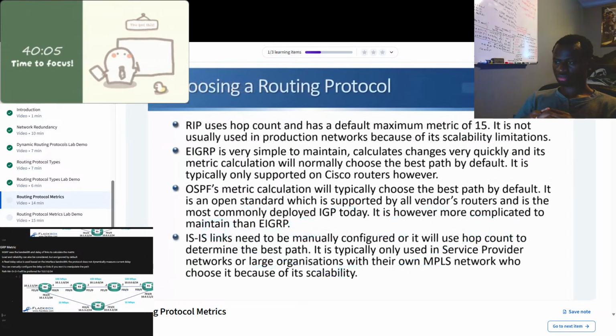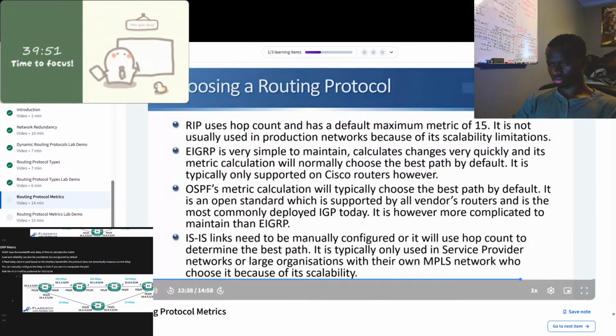So last slide, let's consider how we would choose a routing protocol. Like I said before, you do not want to be running multiple routing protocols inside your organization.